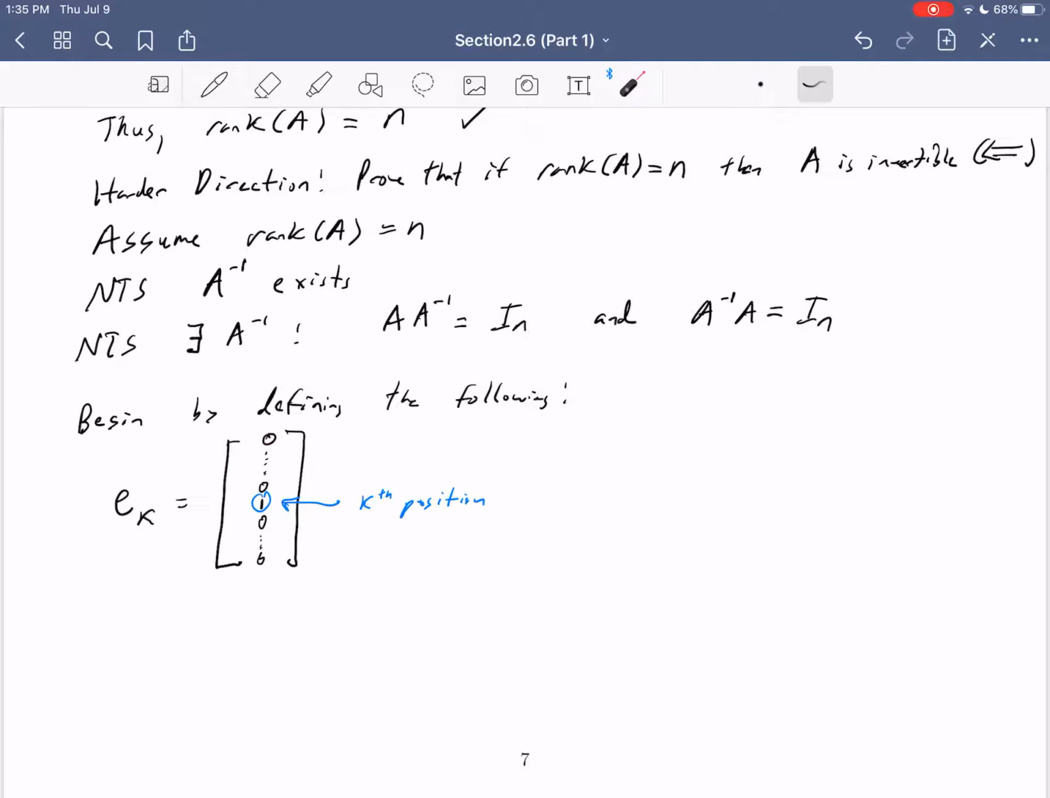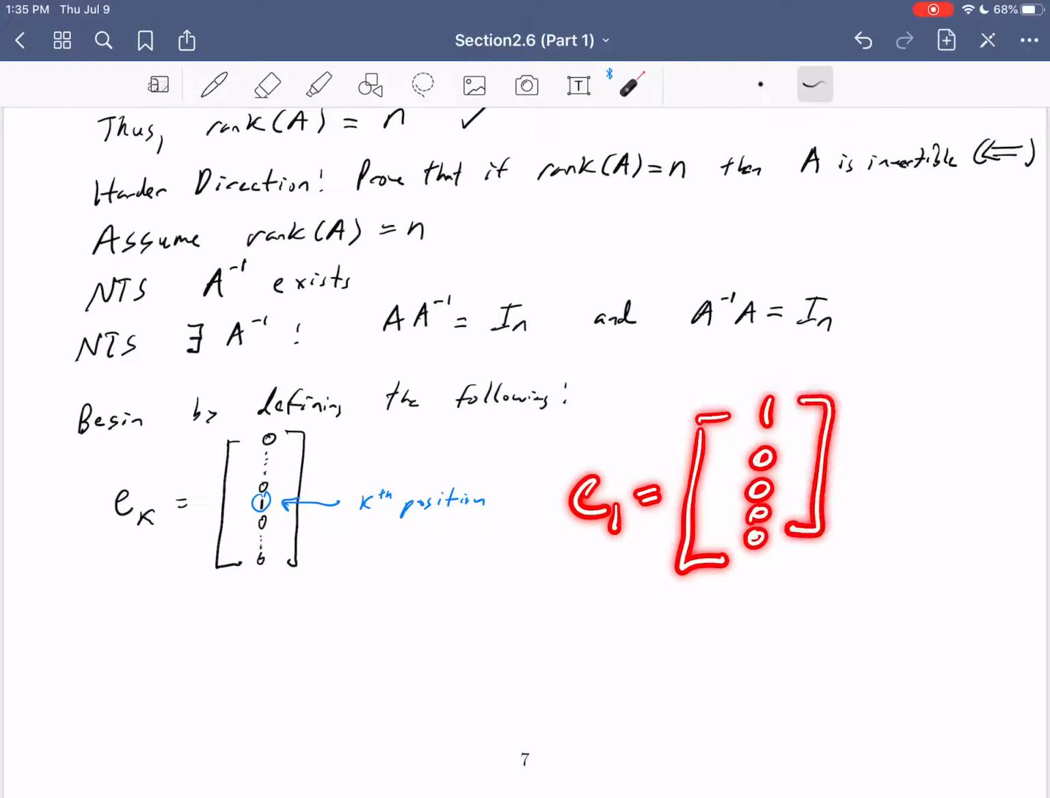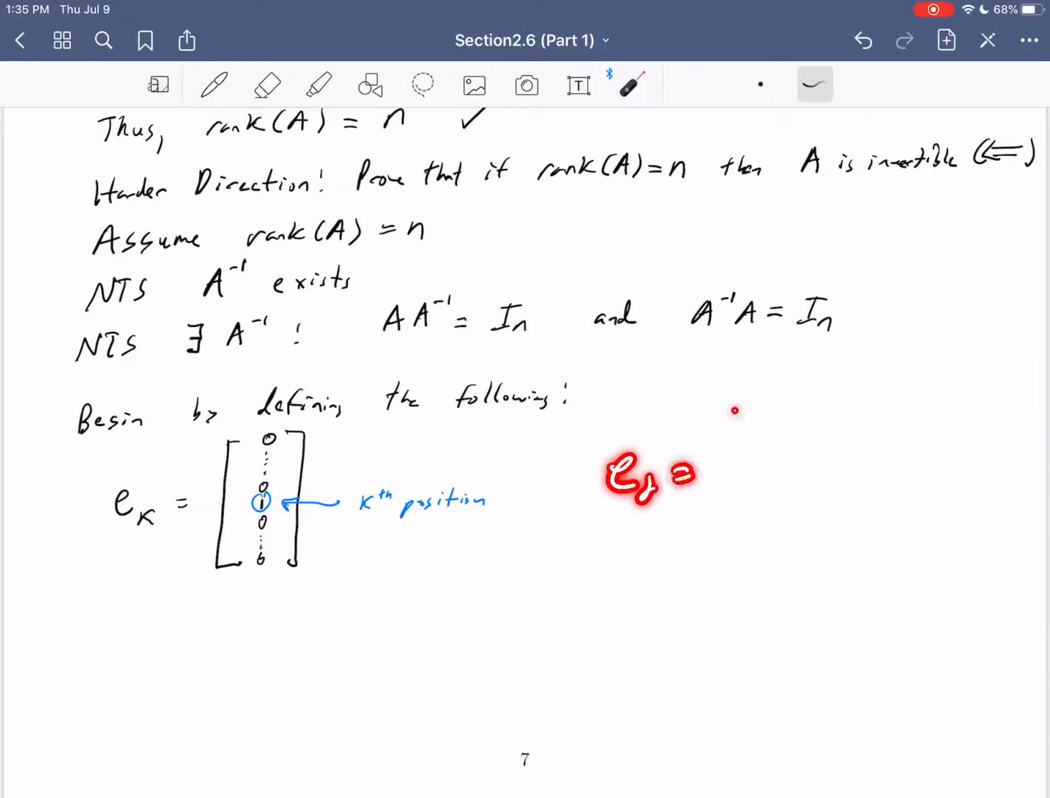Sometimes you hear these referenced as the elementary column vectors. So they have a 1 in the kth position and zeros elsewhere. So something like E sub 1 would be 1 with all zeros. Something like E sub 2 would be 0, 1, and then all zeros. So we're going to make this definition. Why do we want to do that?